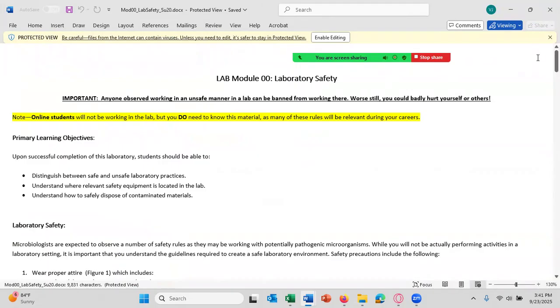All right. Upon successful completion of this lab, students should be able to: one, distinguish between safe and unsafe laboratory practices; two, understand where relevant safety equipment is located in the lab. You don't need to know that, but you need to know what the safety equipment is; and then understand how to safely dispose of contaminated materials.